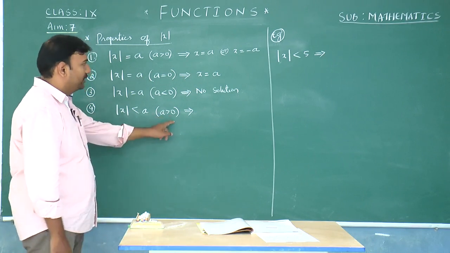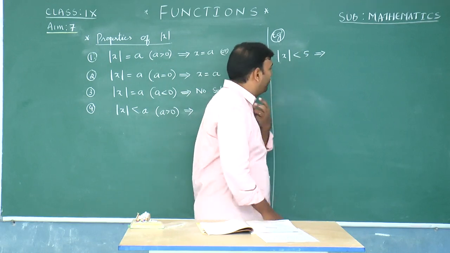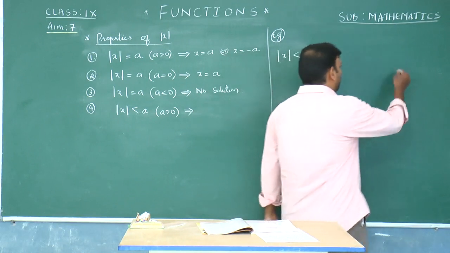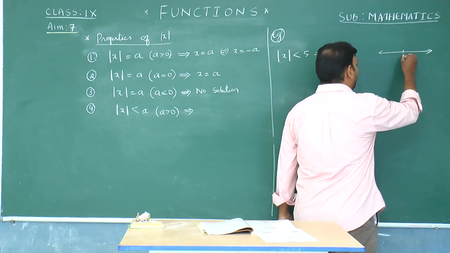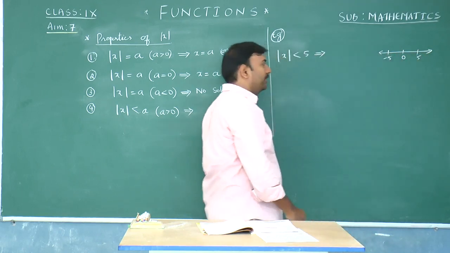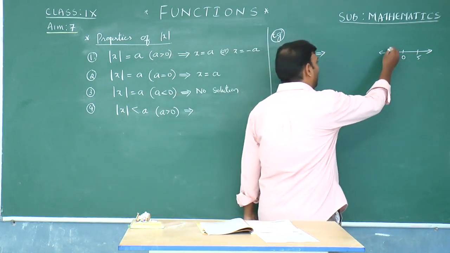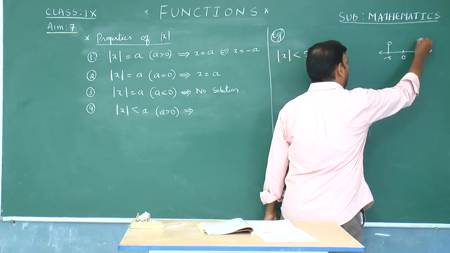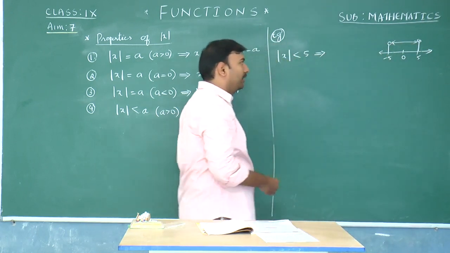If a is a positive number, so I have gone through some example where I have taken the value of a as a positive number. If mod x is less than 5, then tell me what are the numbers on the number line which are going to satisfy this inequation. So let's say about 0 and minus 5 and plus 5. Observe carefully on the number line what are the numbers you take right from minus 5 to plus 5, that is not including minus 5 and plus 5. What are the numbers you take between minus 5 and 5 that are going to satisfy this inequation?